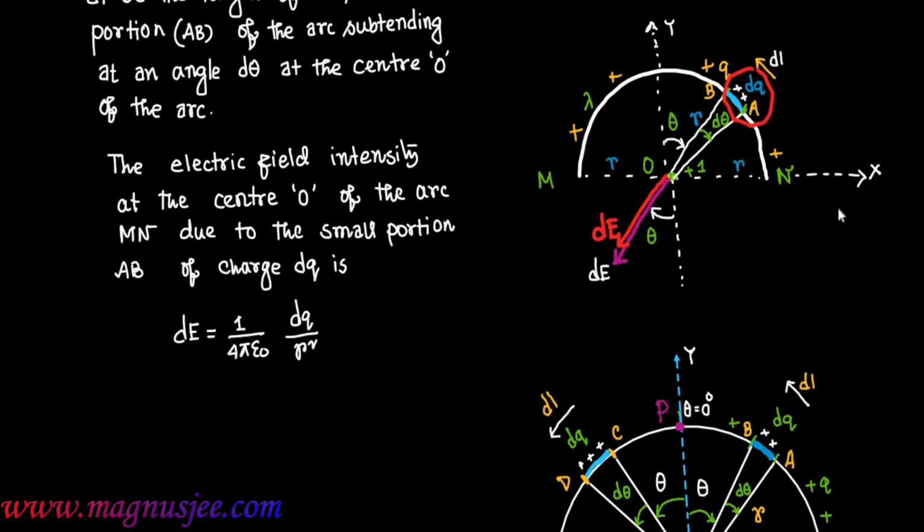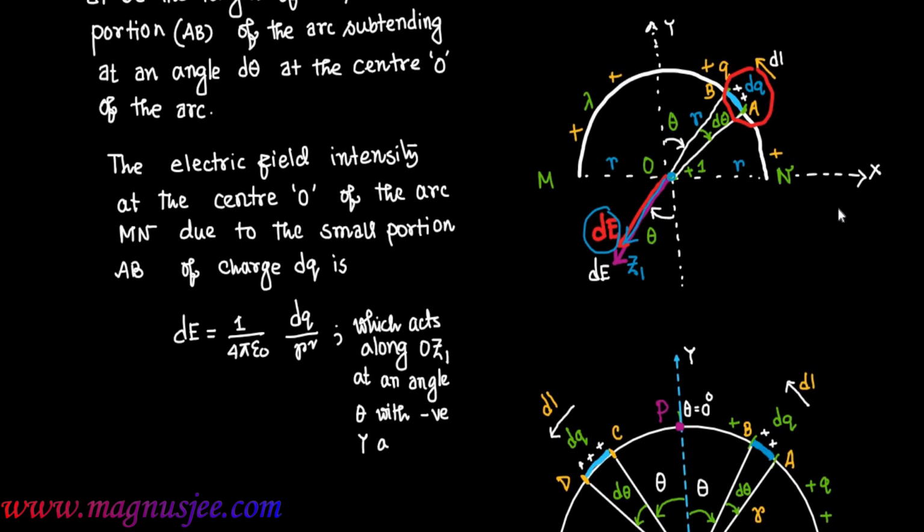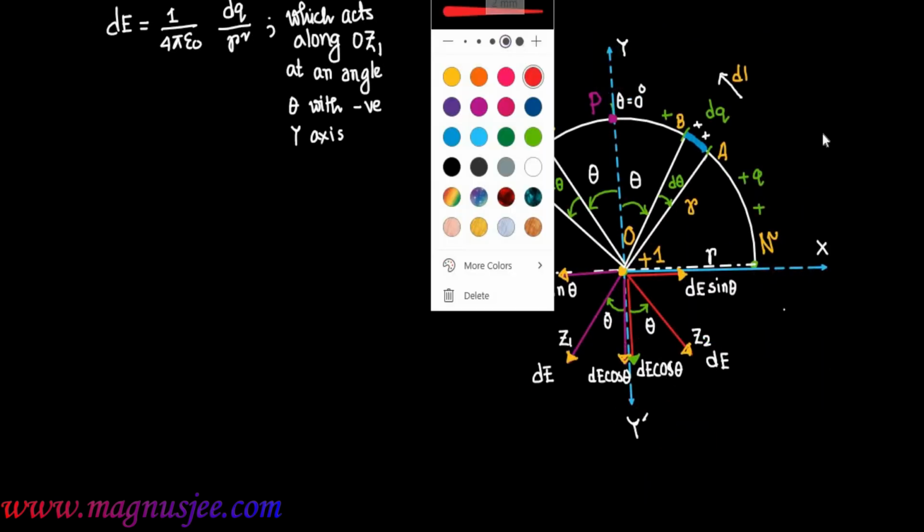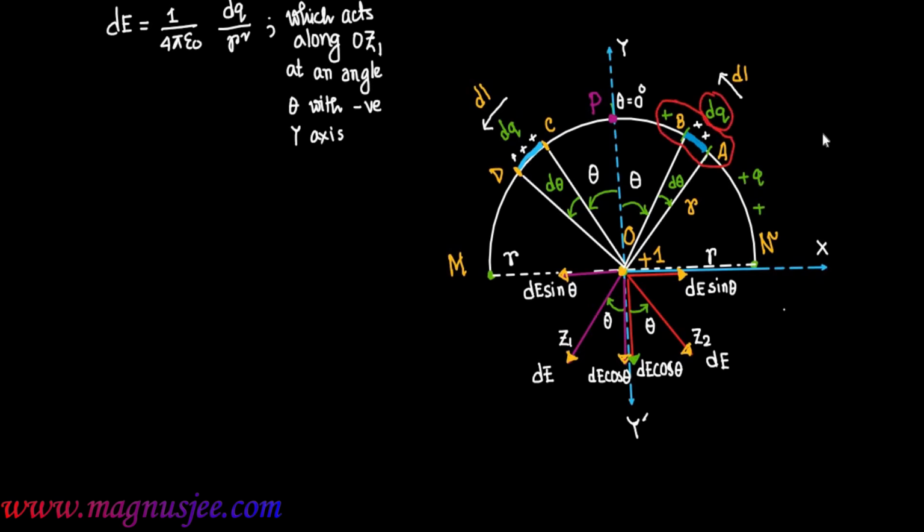In the diagram, r is the radius of the semicircular arc, and dE equals 1 by 4 pi epsilon 0 dq by r square, which acts along the direction OZ1 at the point O, at an angle theta with the negative y-axis, or the y prime axis.